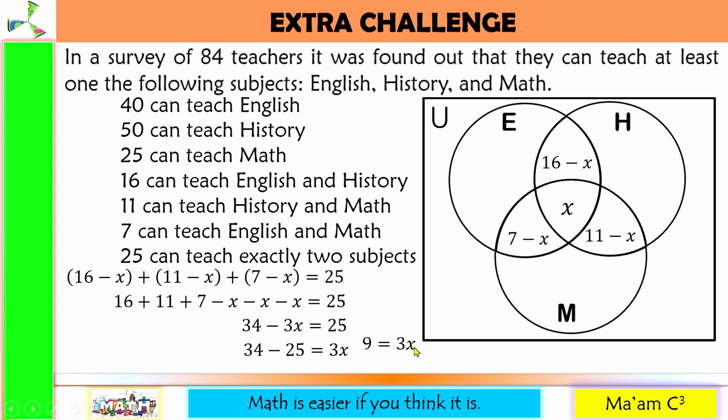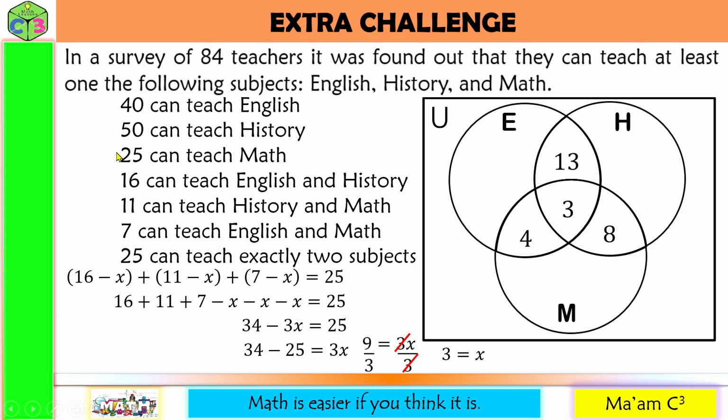To solve for x, let us divide both sides by 3. So 3 here will cancel out. And 9 divided by 3 is equal to 3. Therefore, x is equal to 3. So this x here is equal to 3. If x is equal to 3, then 7 minus 3 is equal to 4. 11 minus 3 is equal to 8. 16 minus 3 is equal to 13.